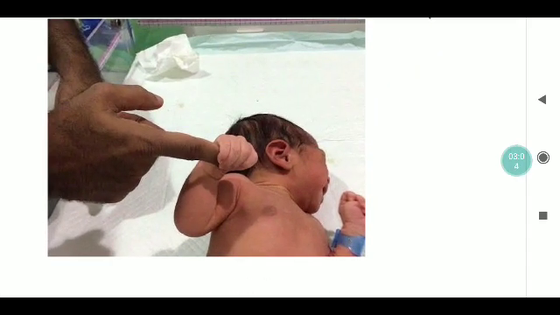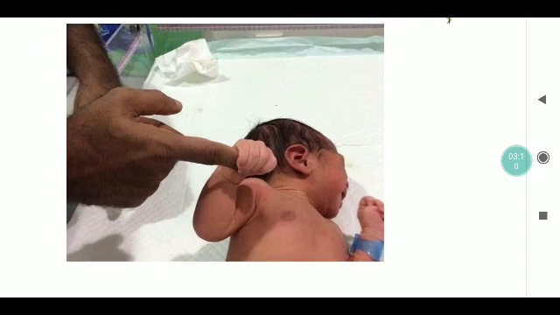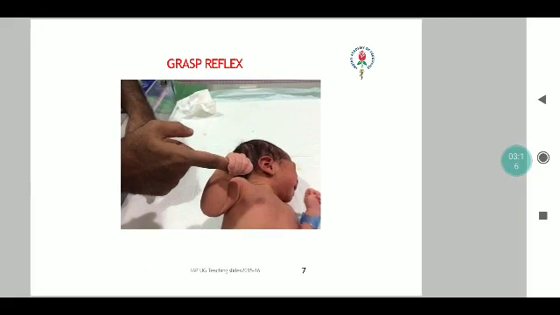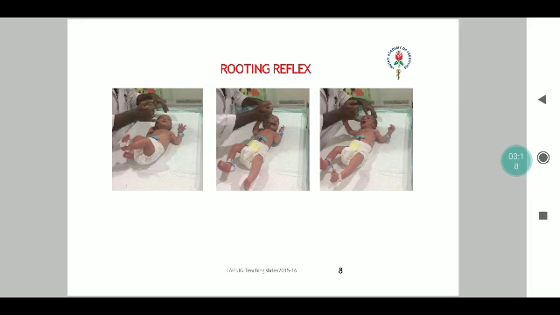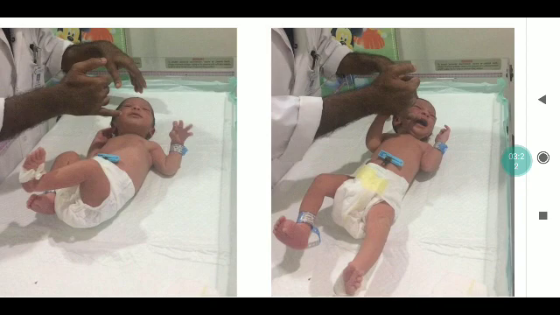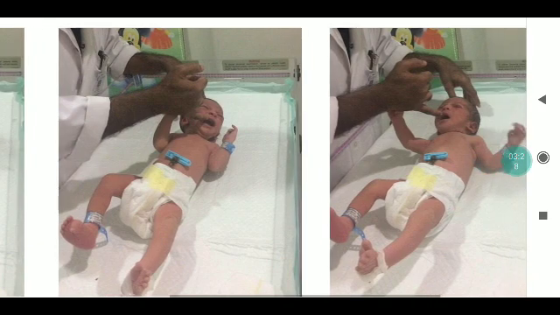Grasp reflex is where, if you keep a large finger within the palmar surface of the neonate, it tends to close over it and form a grasp over that finger. Rooting reflex is often used to establish feeding. It often disappears by the 1st month. If you take any finger and gently stroke the angle of the mouth, the baby turns towards that side and begins rooting over that, hence the name rooting reflex.